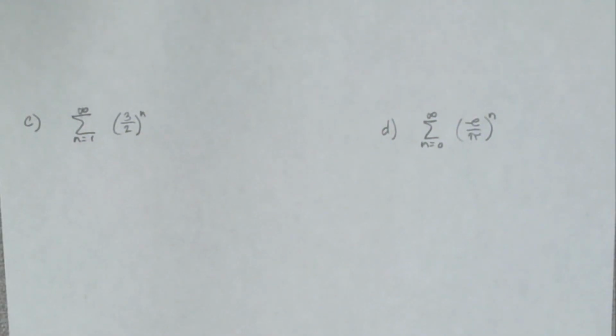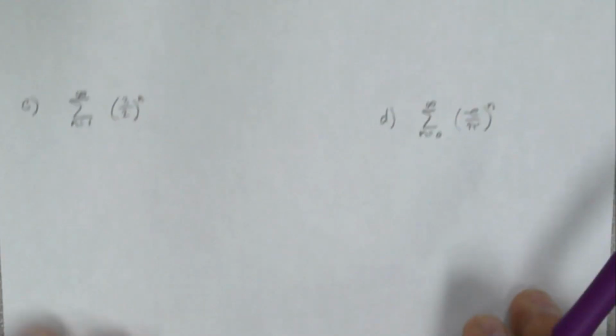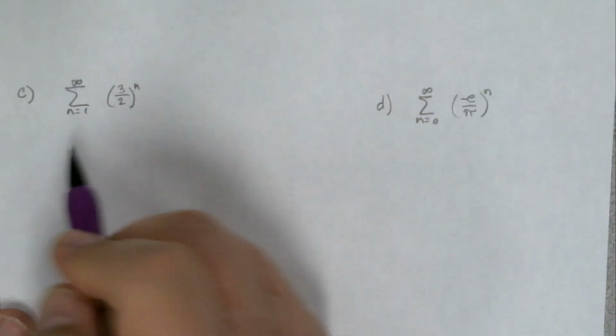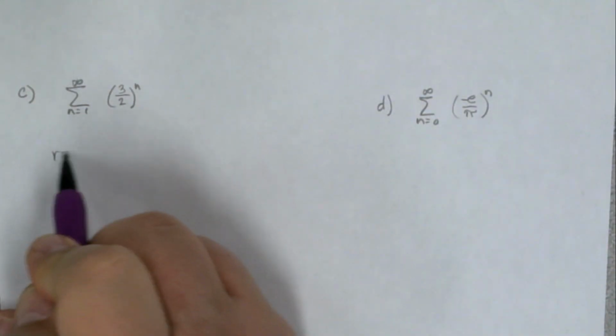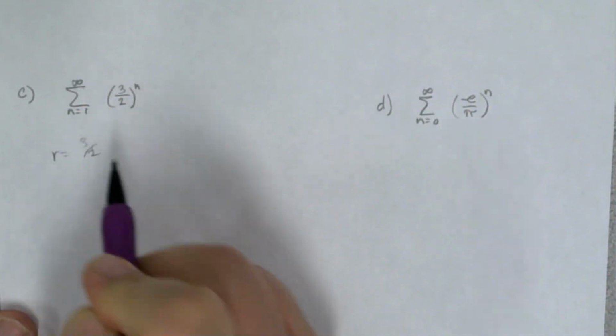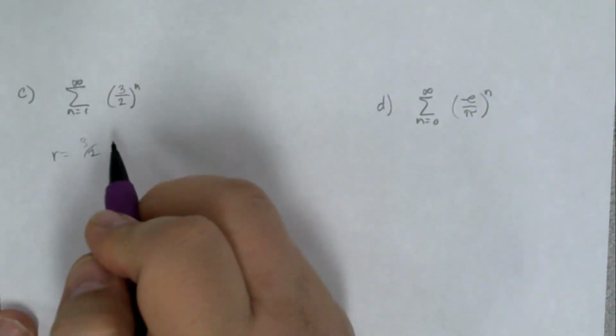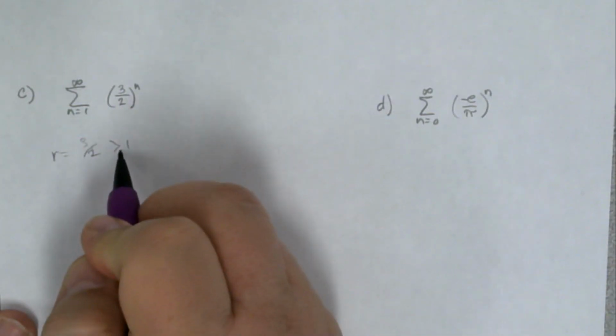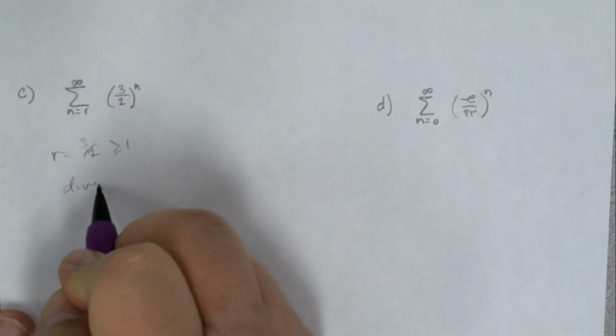All right, let's look at some other examples I have down here. What about this one? Well, yeah, it's already in that form. So r is 3 over 2. But does it converge? Well, no, this is bigger than 1. So this here will diverge.